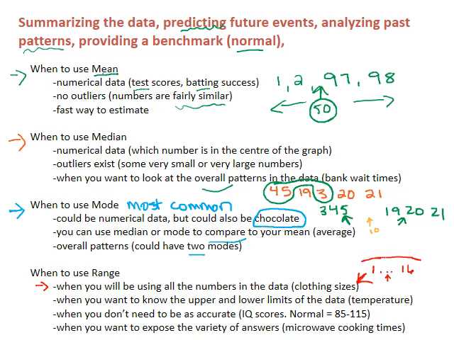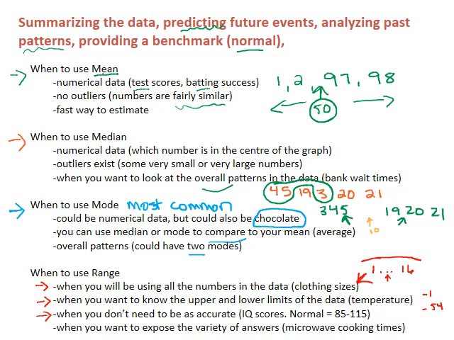You might also use range if you want to know the upper and lower limits of something, like temperature. So in January, we had a day that was -1, and then we also had a day that was -54. And so you can say there was a range of 53 degrees, which happens in Saskatchewan. Range is also handy if you don't need an actual accurate score.